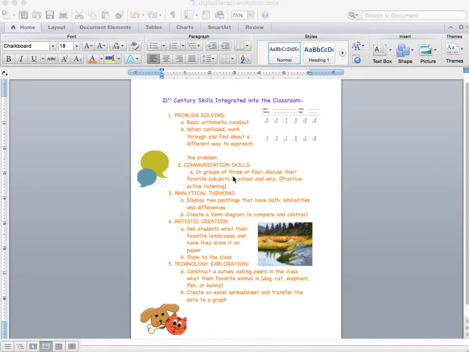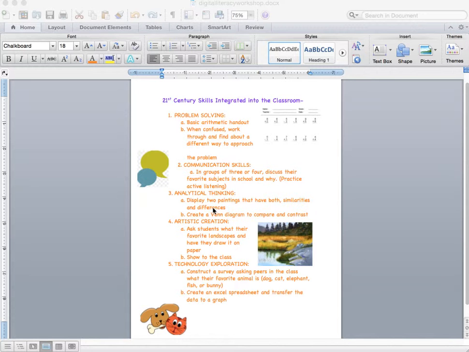For communication skills, I would place my students in groups of 3 or 4, and I would ask them to discuss a topic such as their favorite subjects in school, and I would ask them why. And this is a good way for them to communicate with other people in a small group setting, and it's also a good way for them to practice active listening skills.